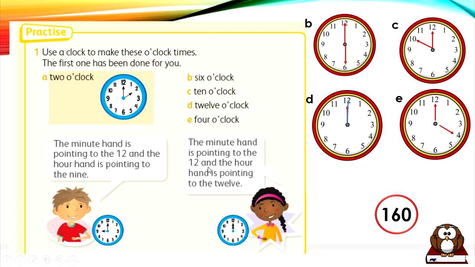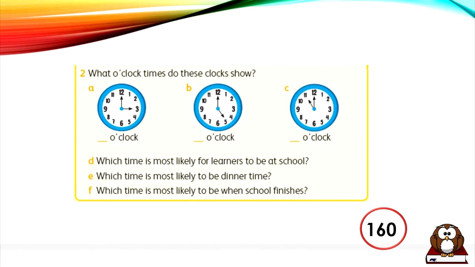Here, the minute hand is pointing to the 12. The small hand or the hour hand is pointing to the 12. Okay, the minute hand, the big hand is on 12, the hour hand or the small hand is on 12. In this case, what time is it? 12 o'clock. Great.